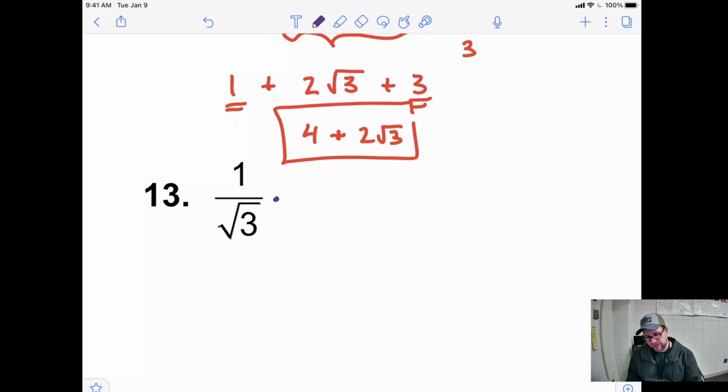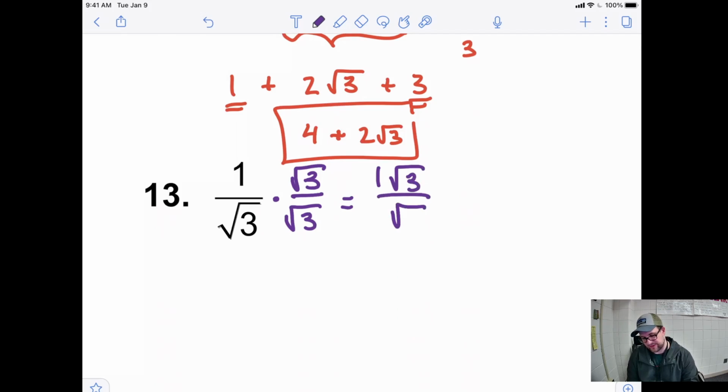The trick we learned is that if we multiply by the square root of 3 over the square root of 3, this will actually eliminate it from the bottom. So 1 times the square root of 3 will be just 1 square root of 3. On the bottom now, square root of 3 times the square root of 3, this is going to give us the square root of 9.